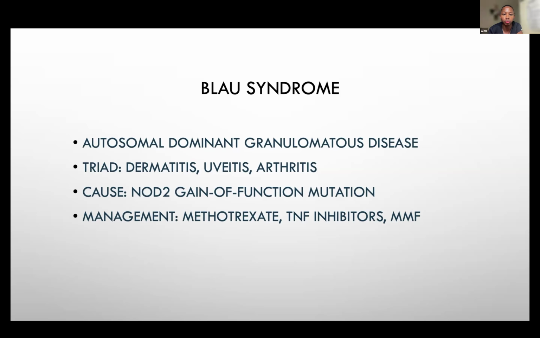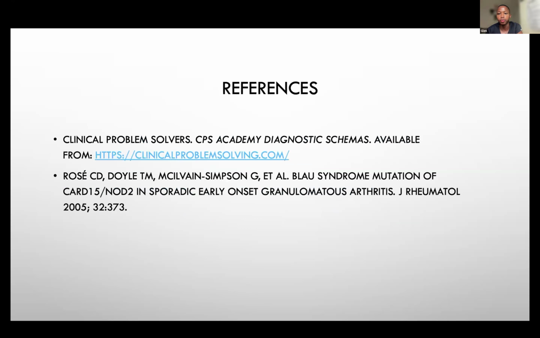So Blau syndrome is an autosomal dominant granulomatous disease, another name for it being early onset sarcoidosis. It mostly presents in early childhood. It has a triad of dermatitis, uveitis, and arthritis, and can also present with other symptoms like here, where the patient also had cervical lymphadenopathy. The cause for it is a gain of function mutation in the NOD2, like I mentioned. And for management, the most common drugs given here are methotrexate, TNF inhibitors, and MMF. So that's all. These are my references, and thank you everyone for your attention.